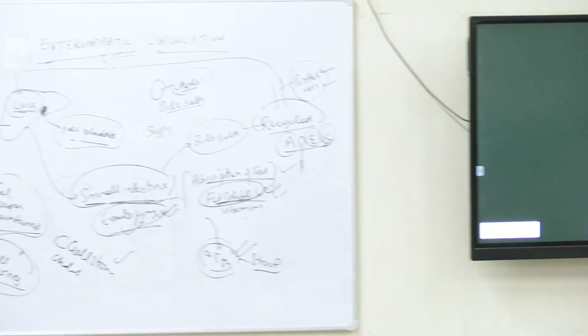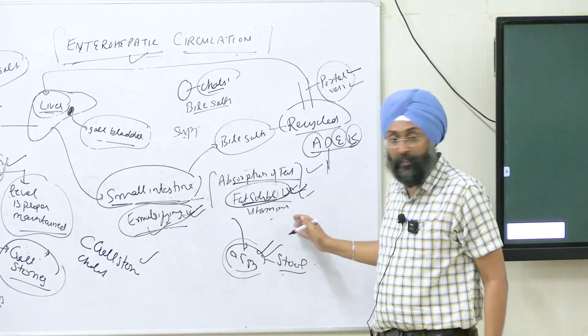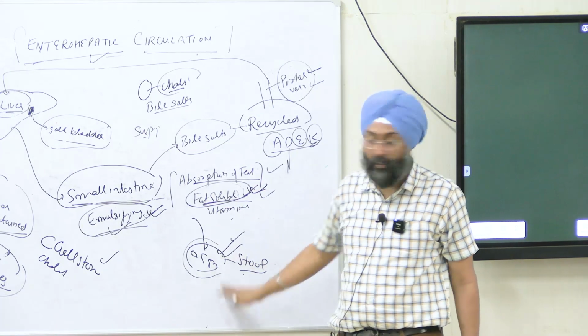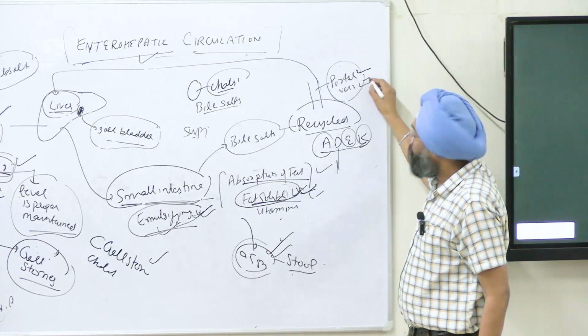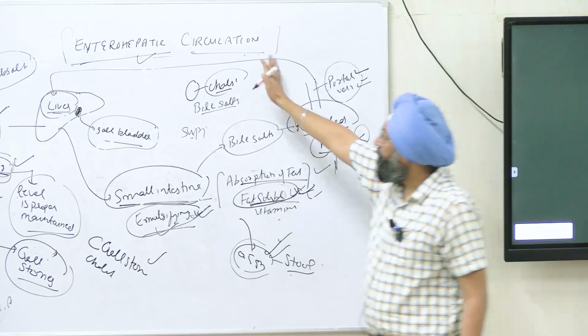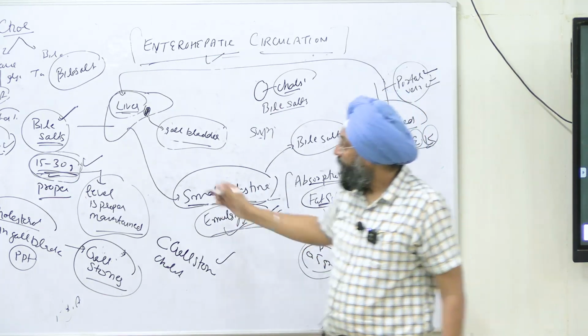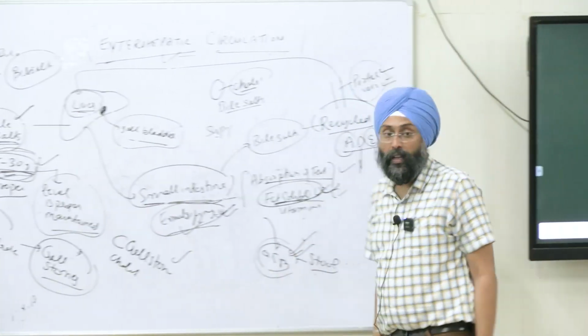In the small intestine, what do they do? They help in absorption of fats, emulsification and all this. After that, 0.5 gram is lost in the feces. The rest come back to the liver via portal vein, portal circulation. This complete process was enterohepatic circulation, right? Daily how much? 15 to 30 gram, and 0.5 gram is lost in feces.